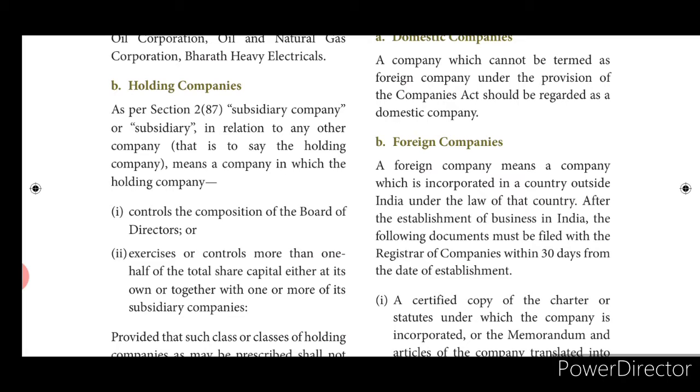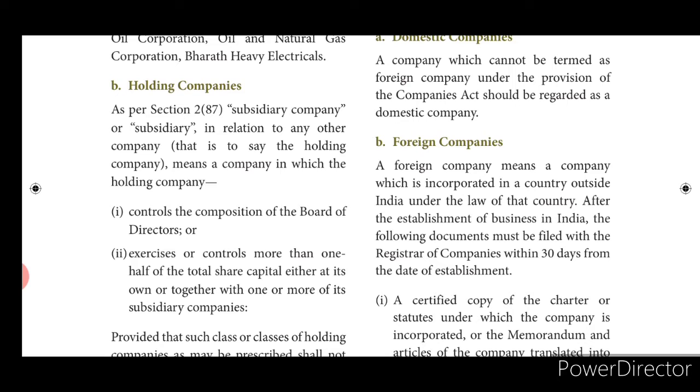It controls the board of directors. Here it exercises and controls more than half of the total share capital. It means more than half the share capital is controlled by them alone. Either they control the half on their own, or together with one or more companies. That is what is called a holding company.